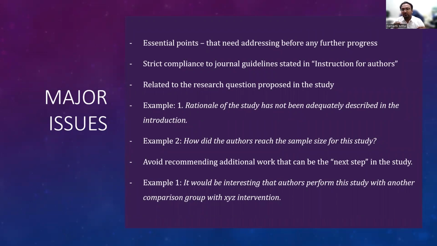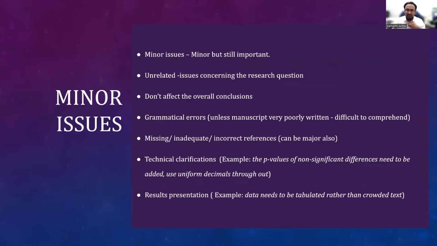For example, if the rationale of the study has not been adequately described in the introduction, or if the authors have forgotten to show how the sample size for the study was calculated. Avoid recommending any additional work that can be the next step in the study. It is sometimes seen that reviewers say that if another group was formed in a prospective or randomized control study, it would have been a much better study. Since these issues cannot be addressed, as a reviewer, you should avoid making such comments.